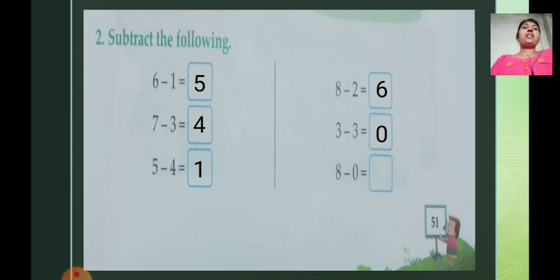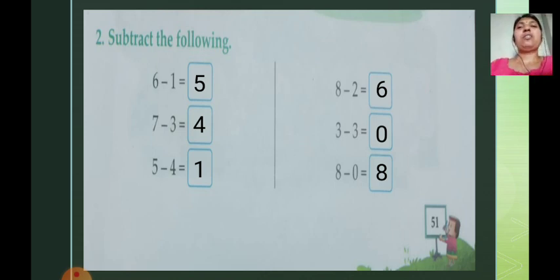Now the next example, and last example, is 8 minus 0. Now you know the rule that when we subtract 0 from any number, we get the number itself as the answer. Yes. So when we subtract 0 from 8, we will get the number itself, that is 8. So write down the answer 8 in the box. Yes. And how will you read it? 8 minus 0 is equal to 8.